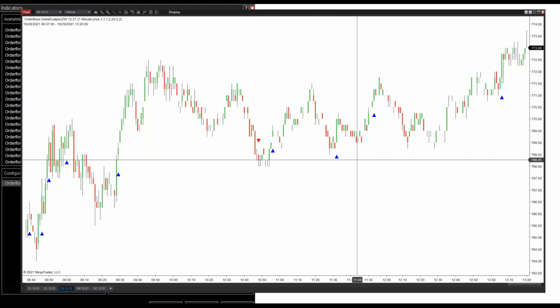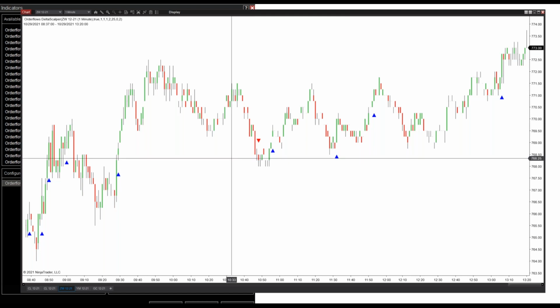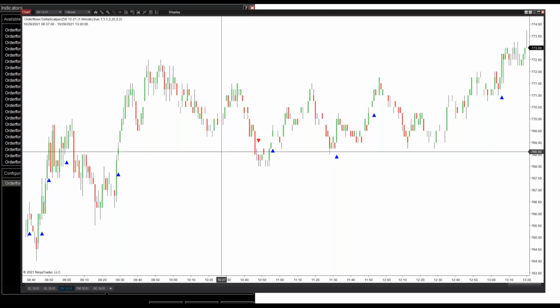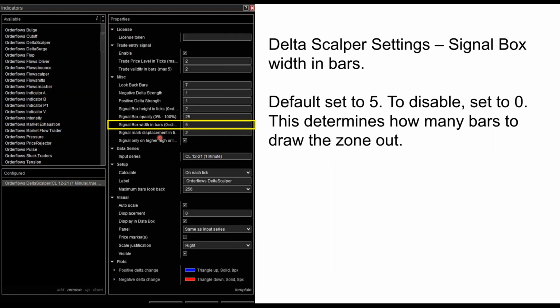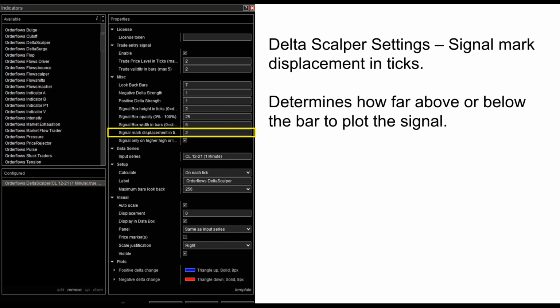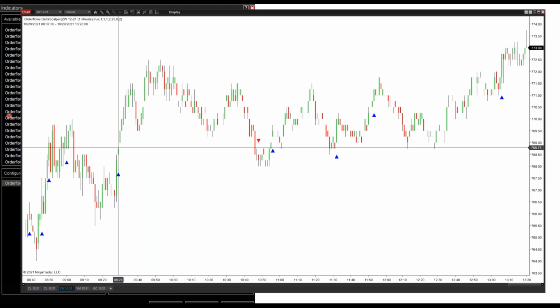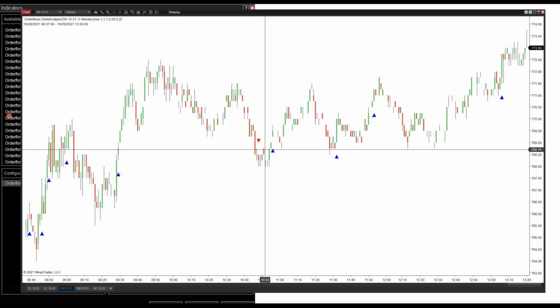If you want to have a clean chart, if you want to throw it into something like Markers, which will automate these signals for you, you can. You don't need to have the zones drawn in there. You could have them not shown on your chart. Now, the next one is the signal mark displacement. It's basically how far above the bar for a sell or how far below the bar for a buy to plot the signal. 2 is fine. You don't need to put it so far away. You don't need to change that at all.